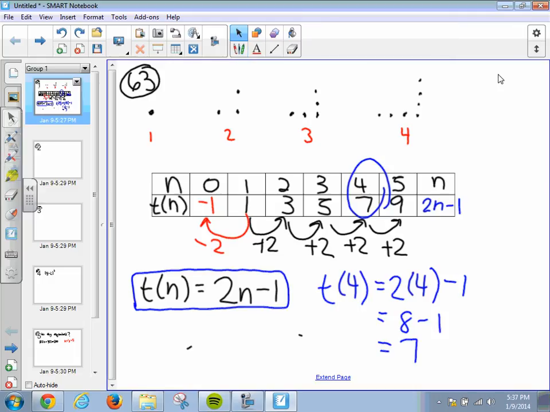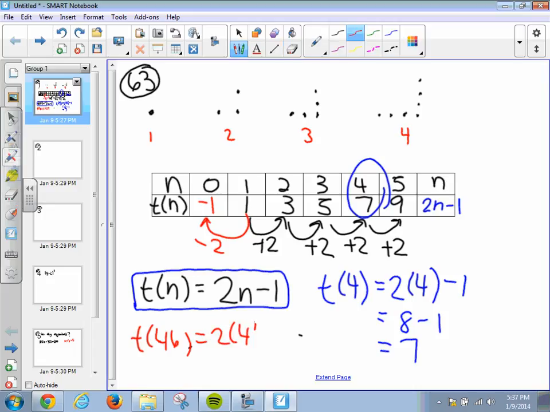It then asks us to find out what happens when we have our 46th term. So I'm going to plug that in. We want to find our 46th term, 46. So we're going to take 2 times 46 minus 1. If you were to double 46 and take away 1, you would be left with 91.